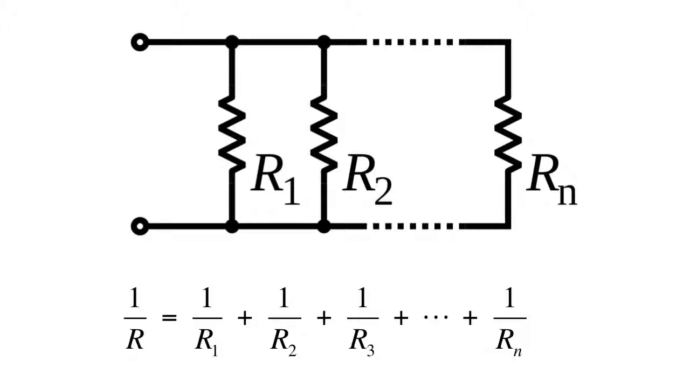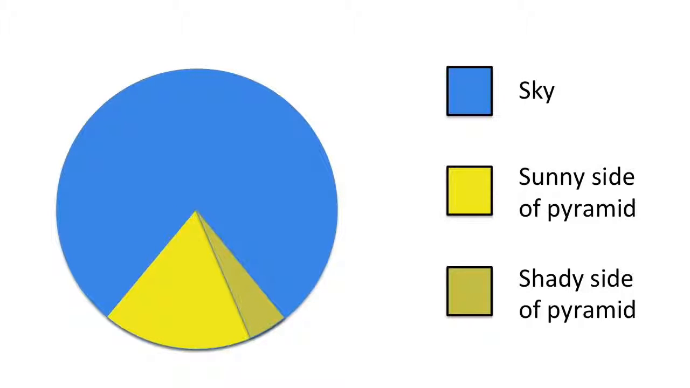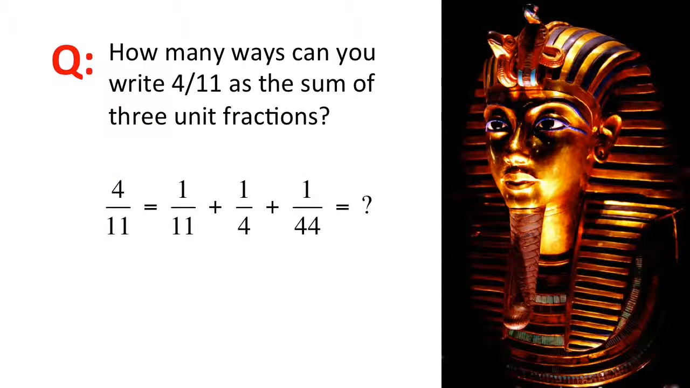Related to Egyptian fractions are fascinating formulas, such as if there are n resistors in parallel, then the total resistance R satisfies this equation with unit fractions. Now you can muse over this cool Egyptian pie chart, or you could answer the following question. How many ways can you write 4/11 as an Egyptian fraction with 3 terms?